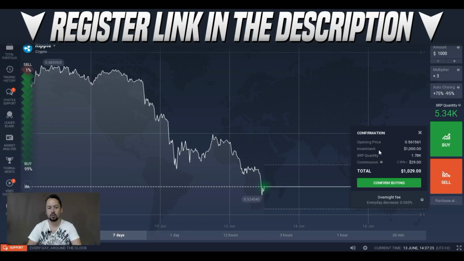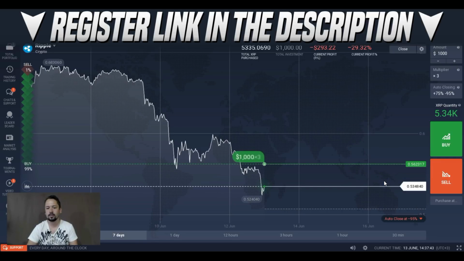There is a confirmation window before you start to trade. As you can see, it shows you the opening price, the investment, the XRP quantity, it means the quantity of the Ripples we buy, and the commission. After you check everything, press confirm buying. And that's it. We just got our Ripple for $1,000.